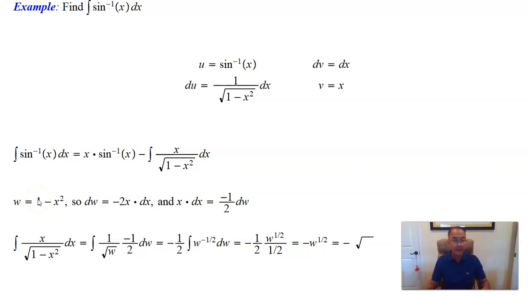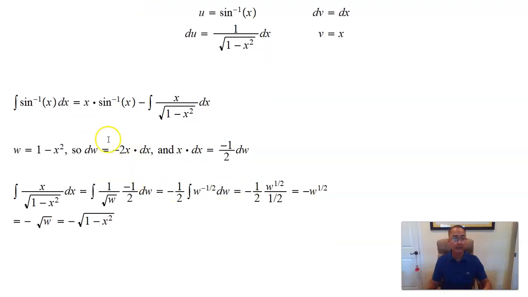And our w is 1 minus x squared. Let me do one more line, just so you see all the details. So this is equal to negative square root of 1 minus x squared. Okay, so that is the second term, which is over here. And it comes with its own negative sign, and that is because of the substitution that we did here and what happened when we solved for x dx.